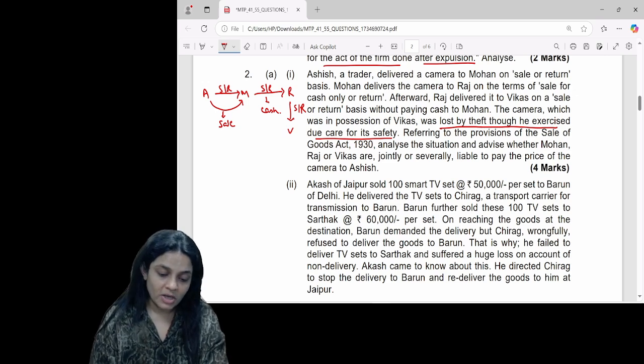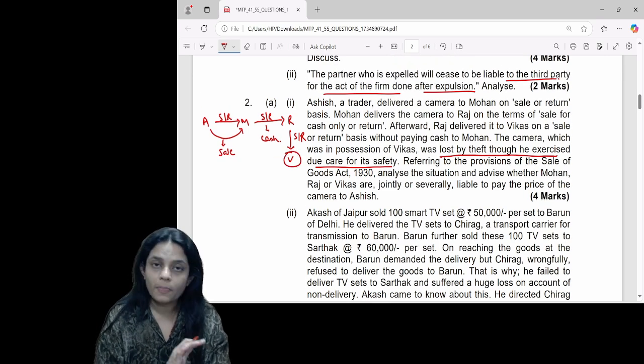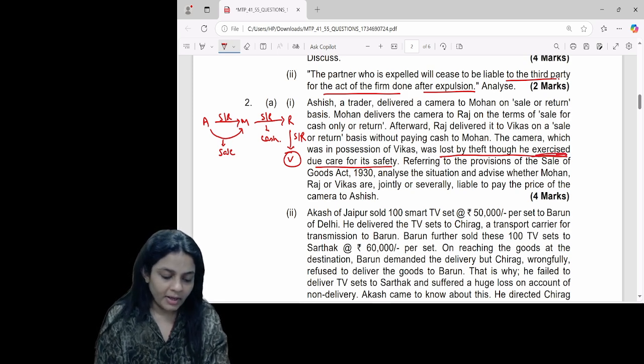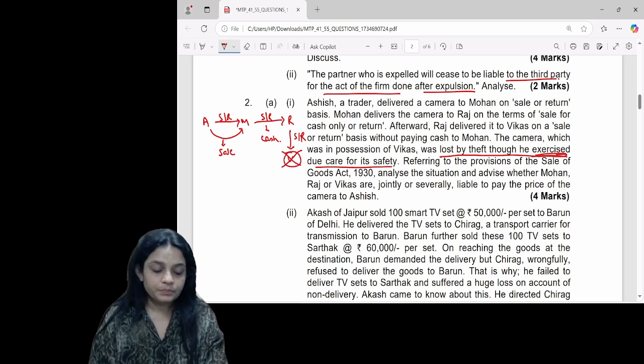Let's start with Vikas. Is Vikas the owner? No. Was it his fault? No, because he exercised due care. So definitely Vikas is not liable.